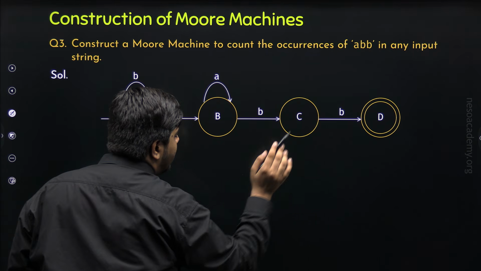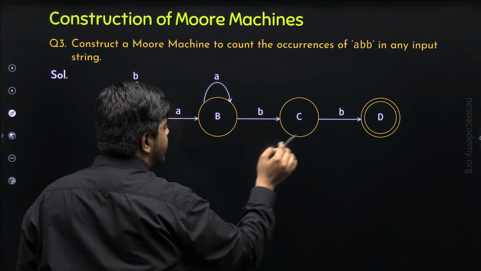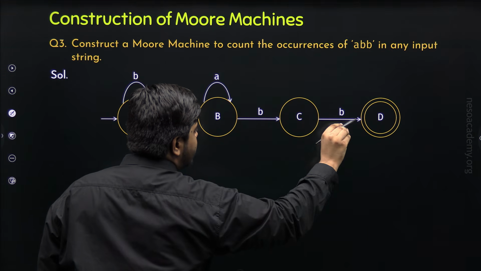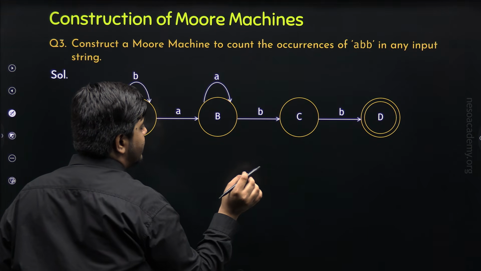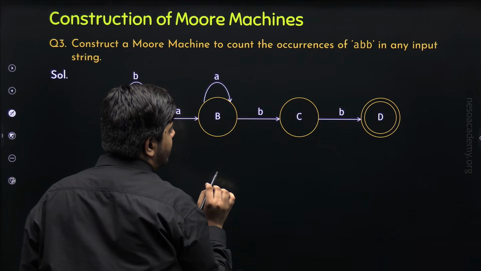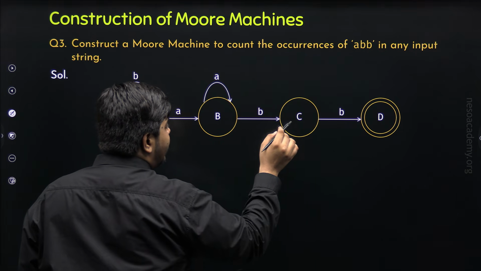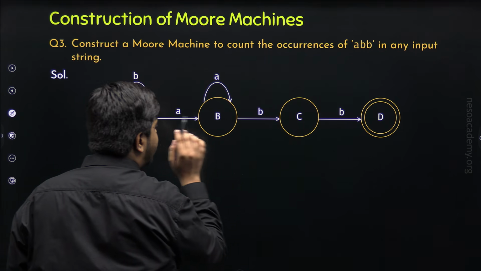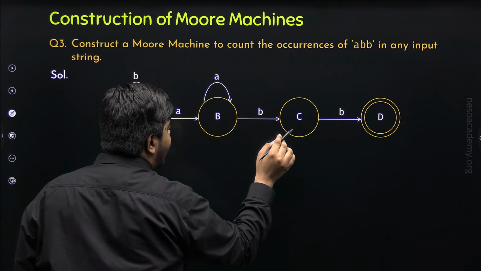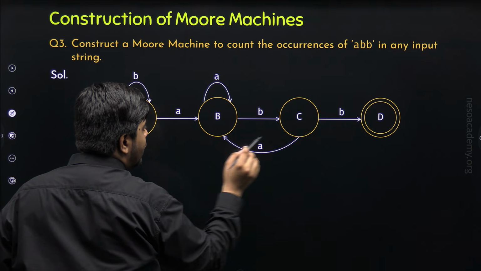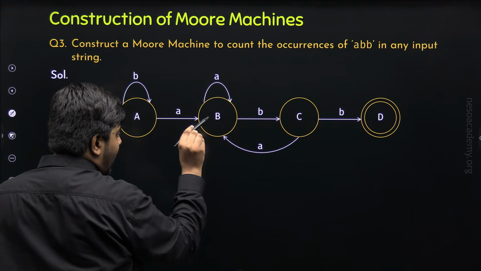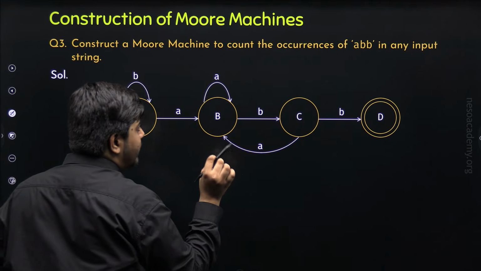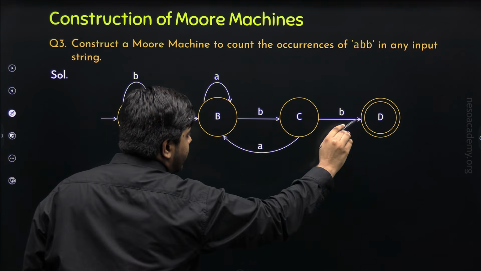ABB. Now let's talk about the state C. It has a transition for B, but it doesn't have a transition for input symbol A. Now, when I get the input symbol A, after getting AB, I need to go back to the state B so that after getting A, I will get B, B, and my string ends with ABB.